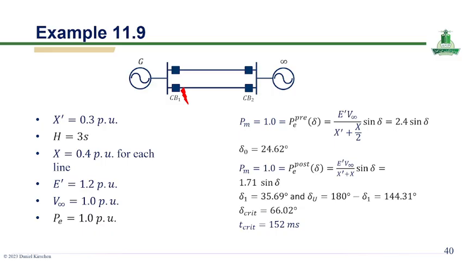So before the fault, the electrical power transfer is determined by the power angle relationship, resulting in an initial rotor angle of 24.62 degrees. After the fault is cleared, the transfer reactance increases, reducing the maximum transfer power and shifting the operating point.